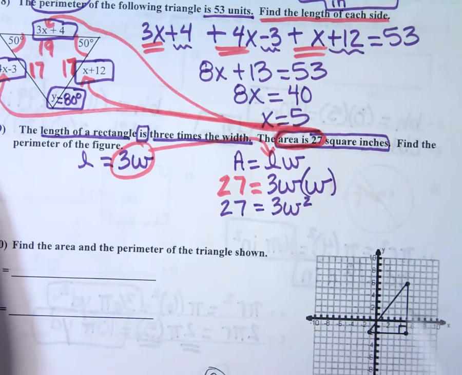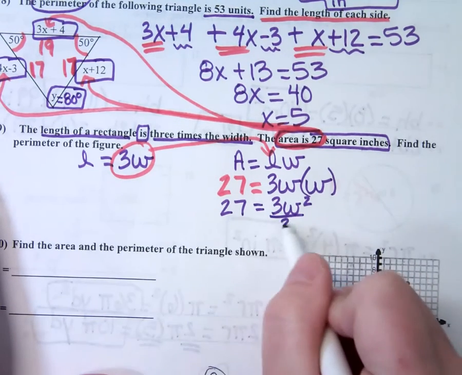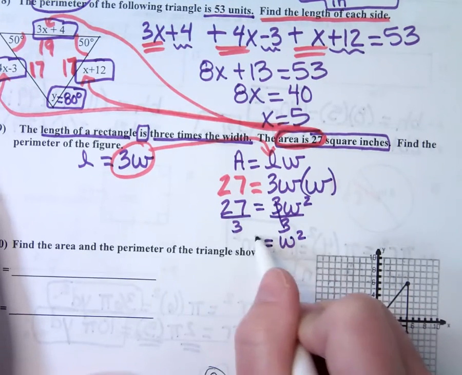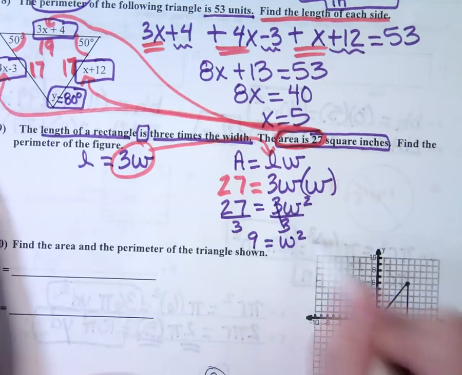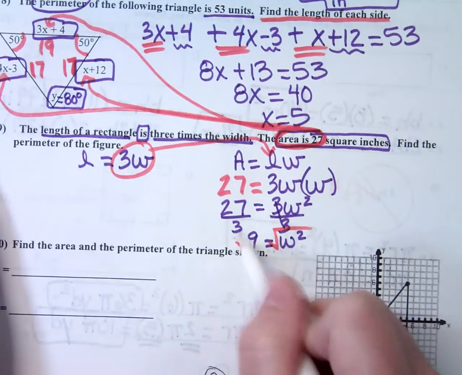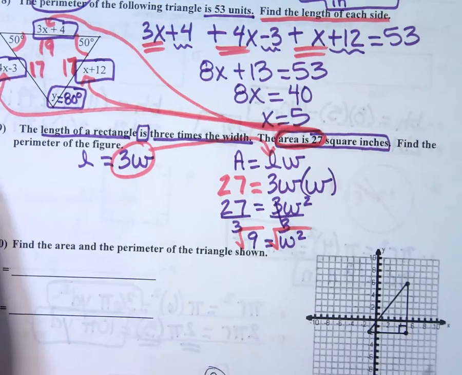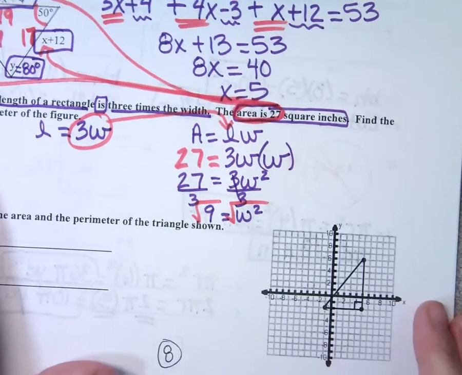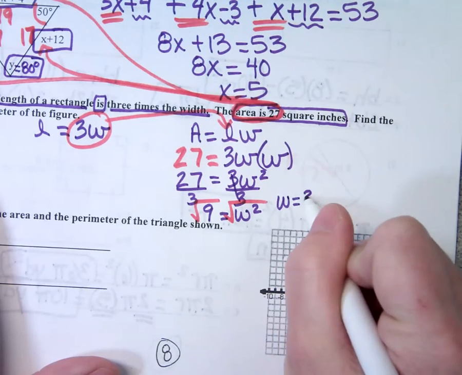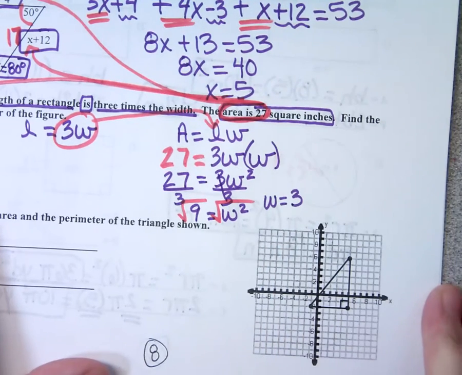And then I'm going to try to solve for W. So I would divide both sides by 3. I would get W squared equals 9. Do you remember how you make a squared go away? You square root both sides, and you get the square root of 9 to be 3. Technically, it's a plus or a minus 3, but I only want to use the positive number.